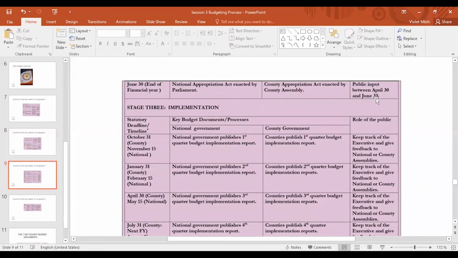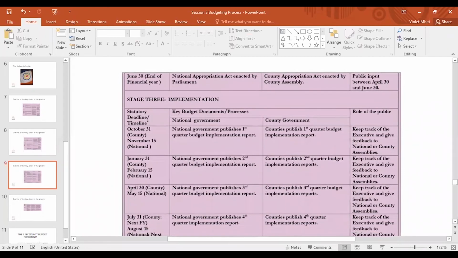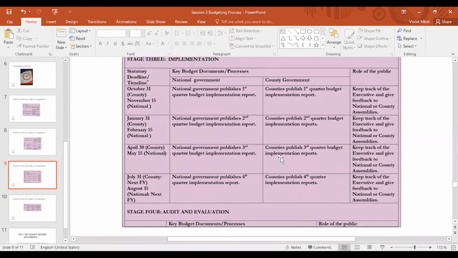Now you can see which key dates you are supposed to also participate. Now stage 3 is the implementation. So with regard to the implementation stage, October 30th, October 31st at the county, and November 15th at the national government publishes first quarter budget implementation report.